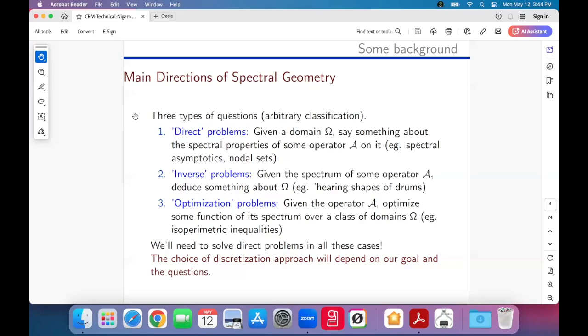Now we're going to think about, for a given domain and a given PDE operator with perhaps given boundary conditions, how do I find part of the spectrum? Which method you use will depend on both the goal and the questions of interest. Okay?